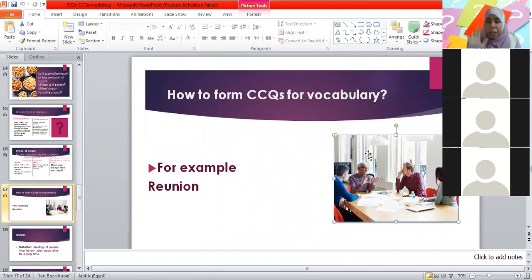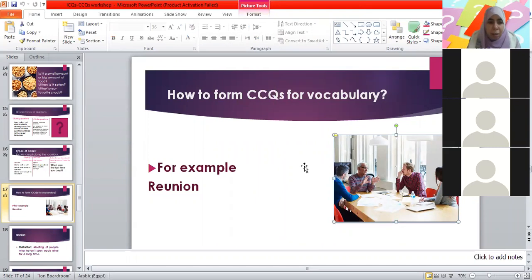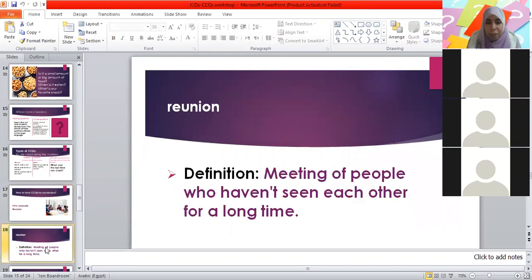Here I can use a picture like this, and I say reunion. And in another way, I can give my students a simple definition. Make it simple: a meeting of people who haven't seen each other for a long time.